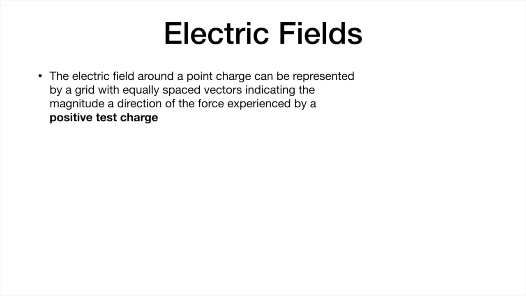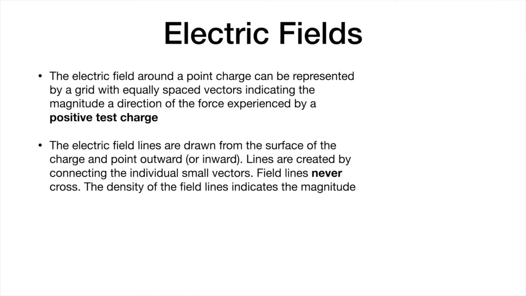And then what we're going to do is have vectors indicating what direction a positive test charge would go, as well as how much force that positive test charge would experience. Once we have all these vectors, we can connect them up to create the electric field lines. So this is where we draw through the vectors to create continuous field lines that never cross. Once you have the field lines drawn, you can tell how strong the field is by how dense the field lines are.